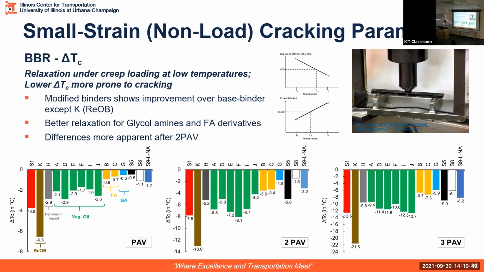So with the addition of these modifiers, we were able to improve the delta TC parameter from a base binder, which is kind of good. However, Rheology was not able to, which kind of supports what we are seeing in other literature too.